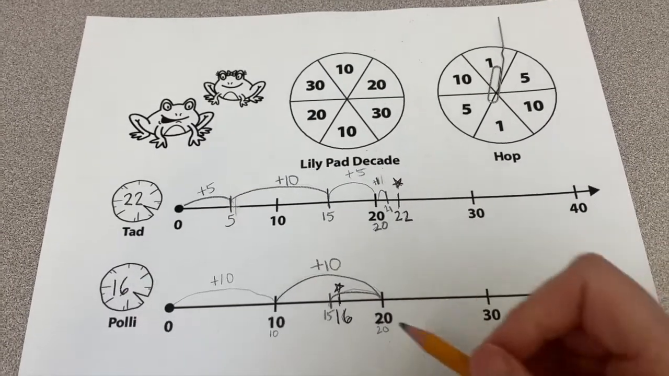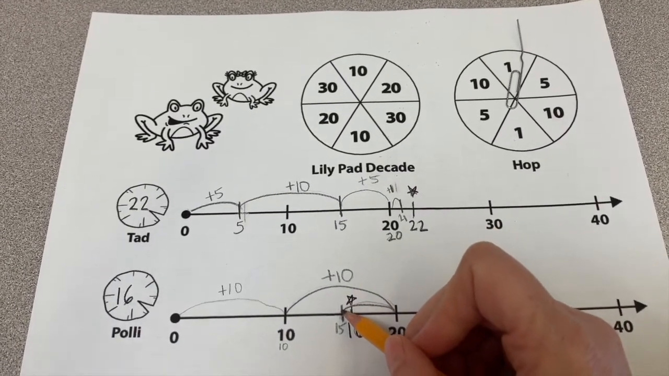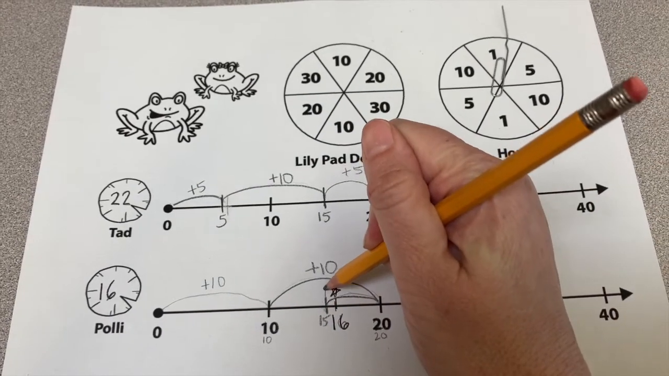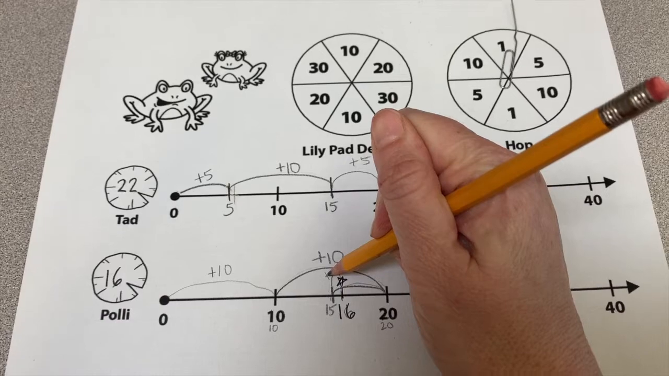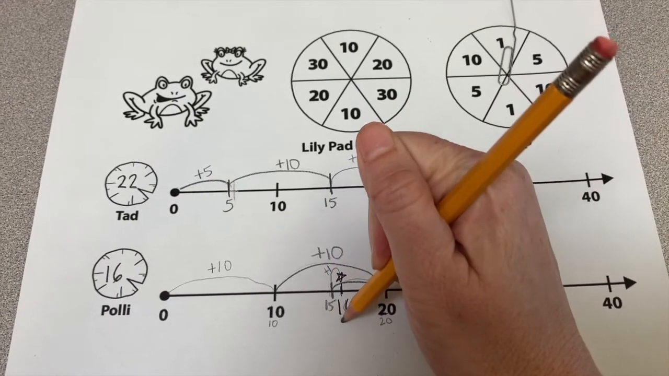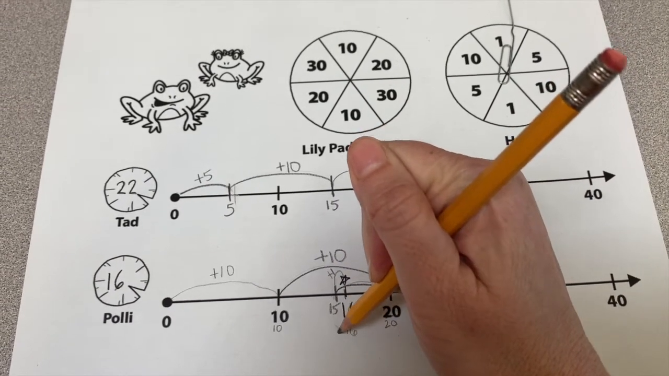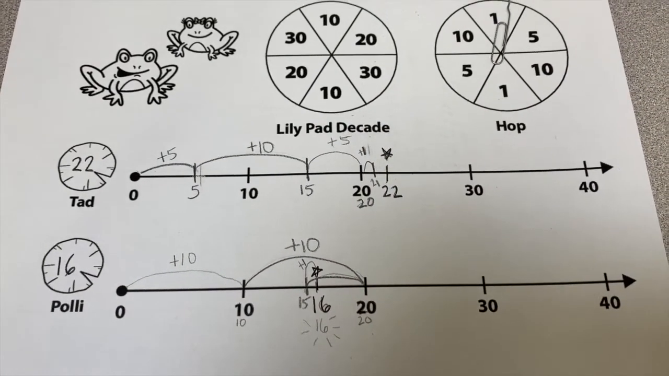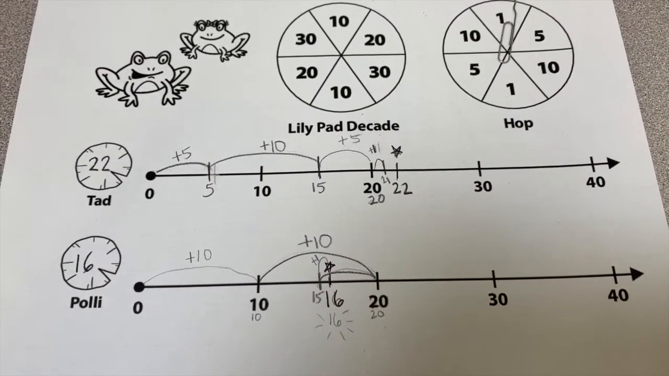Let's see what happens for Polly. Polly, you have 1. Here you go, Polly. You're at 15. You're going to do your little hop right here like this. Zoop, plus 1. And there she is at 16. Polly has won. And that's how to play the game, Hit the Pad.